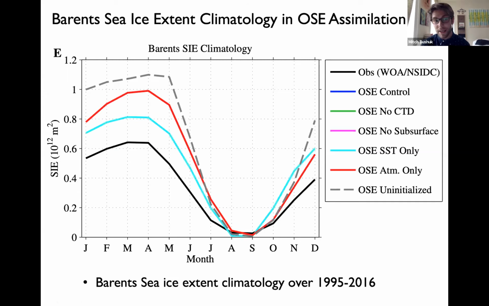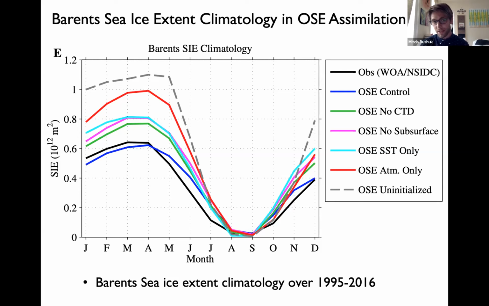If we assimilate only SST, we get a larger improvement. If we assimilate SST and atmosphere, it looks pretty similar to SST. And then if we add in the other subsurface ocean data besides CTDs, we get another small improvement. And then finally, if we go ahead and add in the CTD data, you can see that we get a reasonably good match with the observed seasonal cycle of sea ice extent.